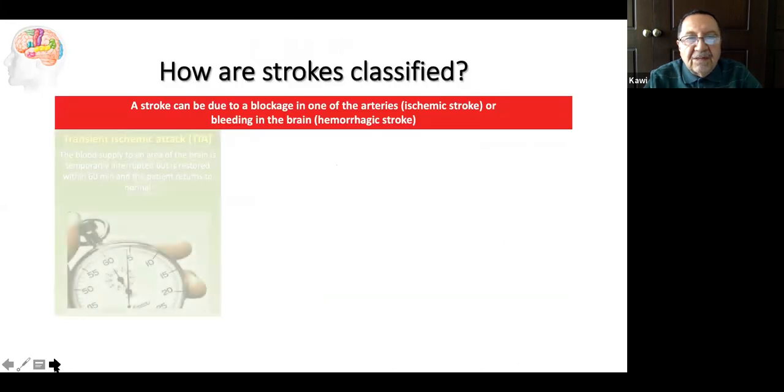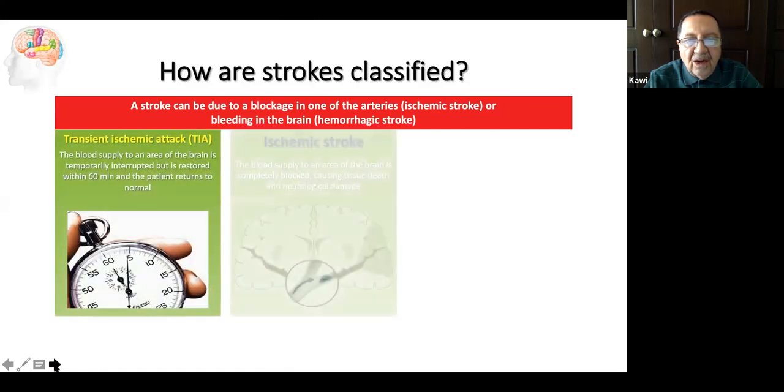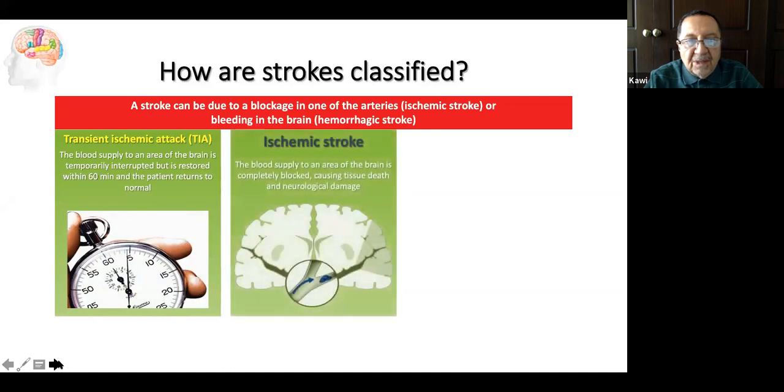Stroke is classified, as I mentioned, into transient ischemic attack or into an ischemic stroke, and ischemic stroke causes damage that results from occlusion of a vessel, and it persists.